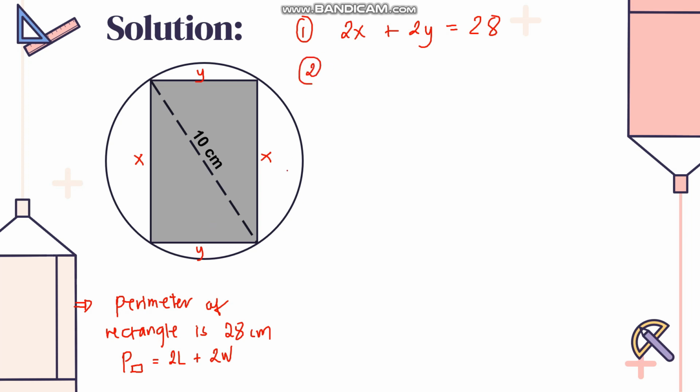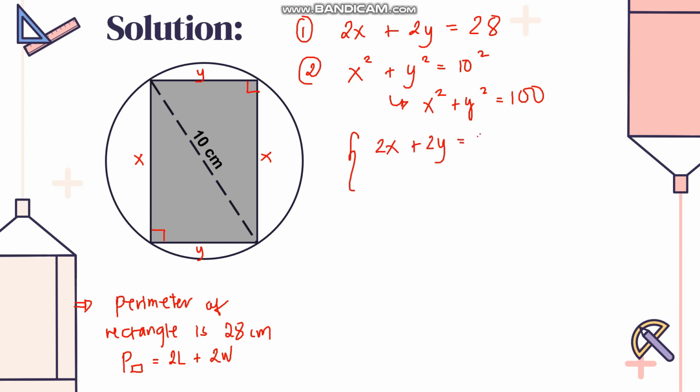For equation number 2, like what we did with problem number 1, we use a right triangle. As you can see here, after we put the diameter of the given circle, there are now two triangles formed. This one is a right triangle, and the other one is also a right triangle. So we can use again the Pythagorean theorem. These are the legs, and this one is the hypotenuse. So you can write here x squared plus y squared equals 10 squared, or x squared plus y squared equals 100. So the equations that we now have are 2x plus 2y equals 28 and x squared plus y squared equals 100.